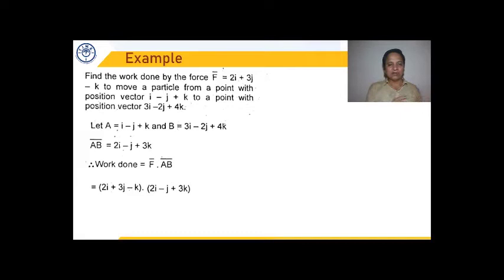And dot product, we multiply coefficients of i, j and k and keep consideration of the sign. Force vector is 2i plus 3j minus k and AB vector is 2i minus j plus 3k. So it comes out to be 2 into 2, 4, plus 3 into minus 1 is minus 3, plus minus 1 into 3 is minus 3. That comes out to be minus 2 units as the answer. I hope this is clear.